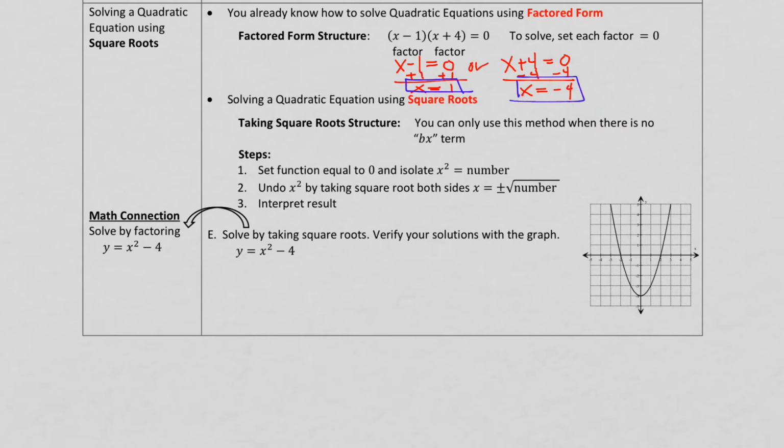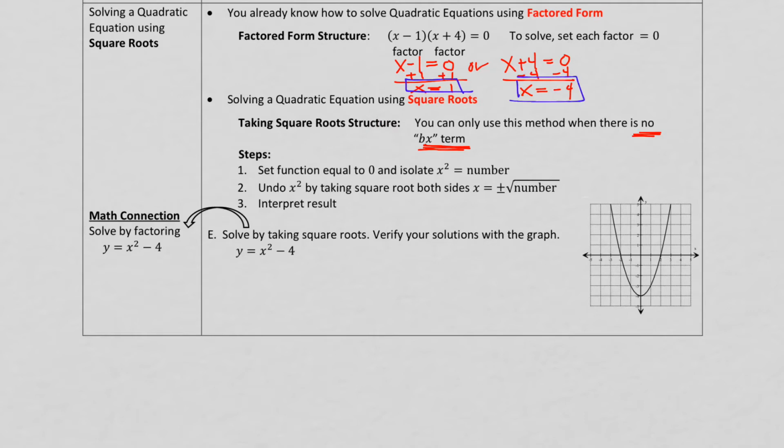The goal for today's notes, though, is different. Now we're going to talk about a different method or technique to do this. You want to solve by taking square roots. Now, the way that this looks structurally, guys, this only works when you have no bx term. To be very clear, this is only a usable technique when there's no bx term. If there is a bx term, then this is not going to work. You can't use this to solve your quadratic.